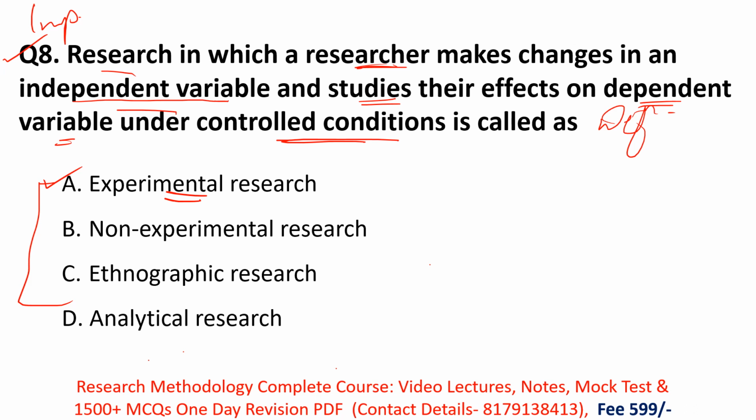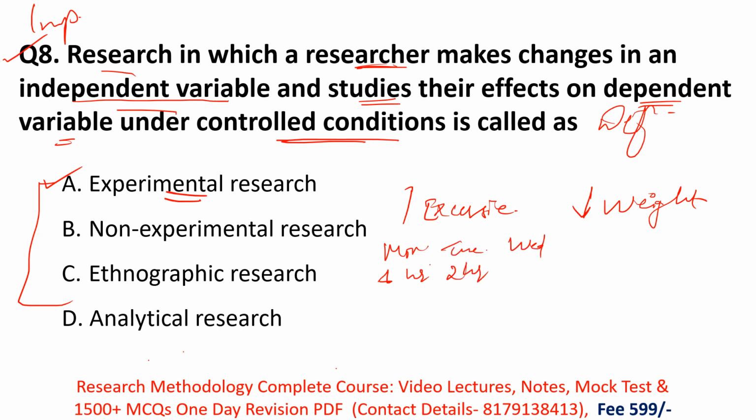Let's say an example: if I'm doing exercise daily, what happens to my weight? If I do a large amount of exercise daily for a long time, my weight automatically starts decreasing. Say on Monday I do exercise for only 1 hour, on Tuesday for 2 hours, on Wednesday for 4 hours, and so on. So I am increasing my exercising time. Here I am changing my independent variable, because exercise is the independent variable and my weight is the dependent variable, since I am observing its effect on the dependent variable.